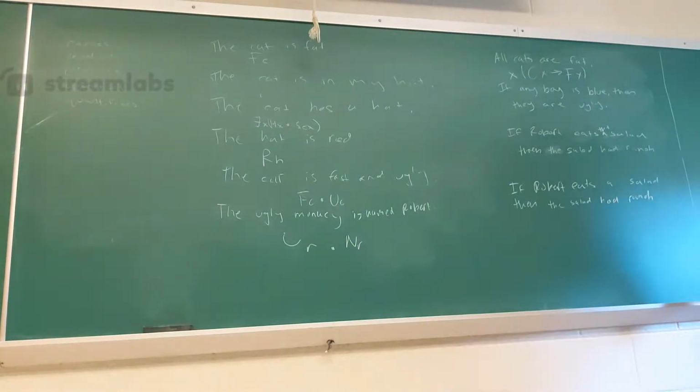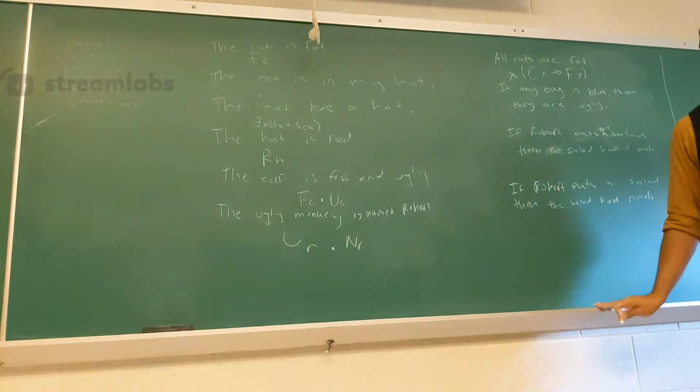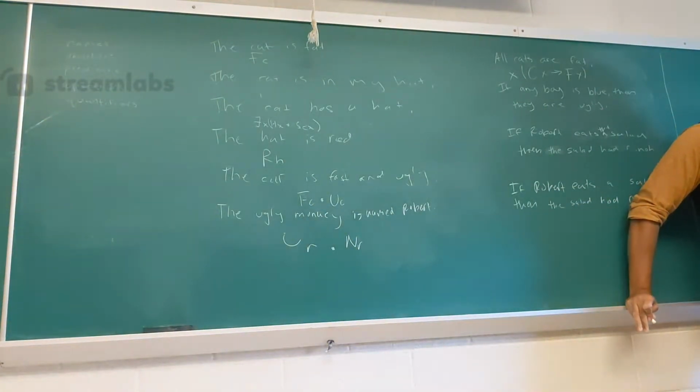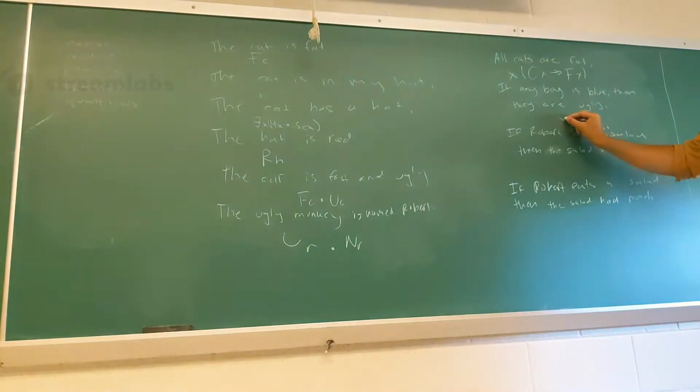If any boy is blue, then they are ugly. Is this a particular subject or general? General. So we know we're going to have a variable, let's say x, for our thing. What's the first property? x is a boy. Being a boy. So x is a boy. What's the next property? Blue.